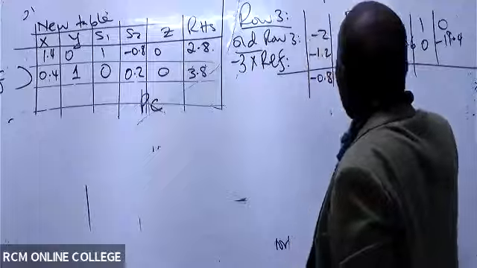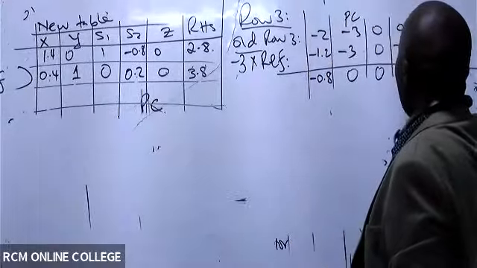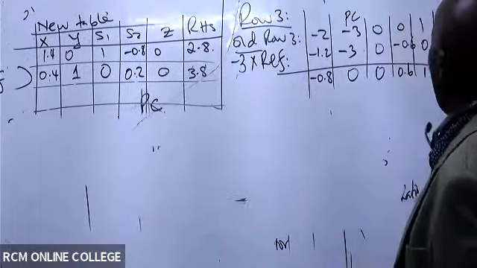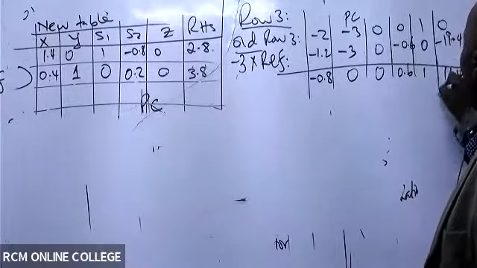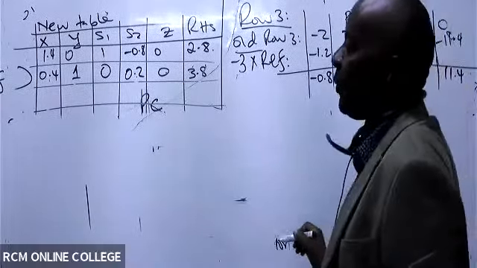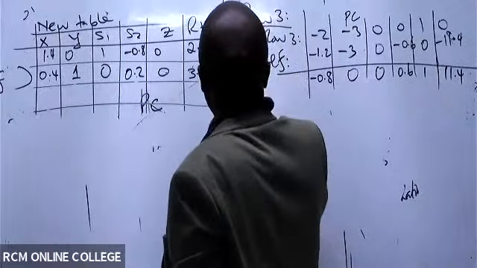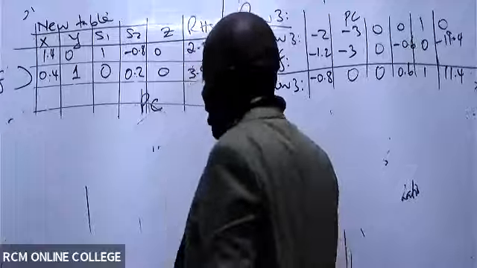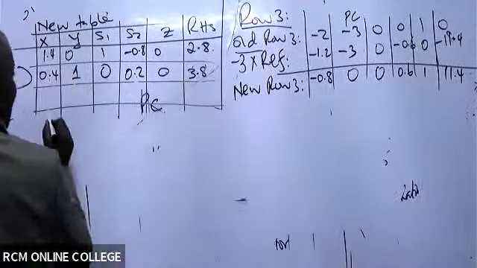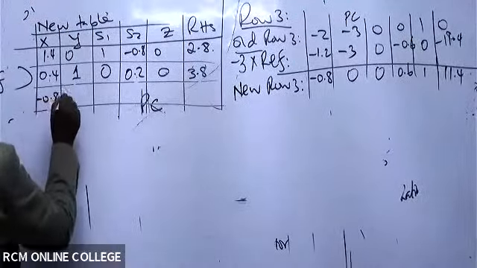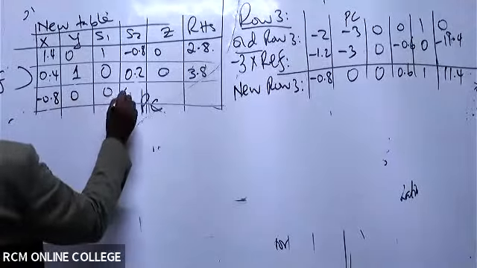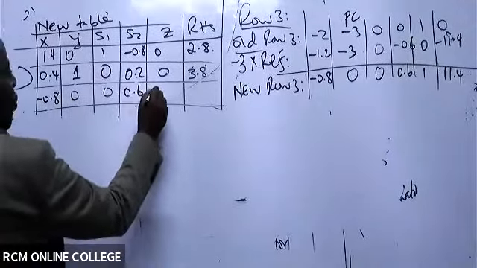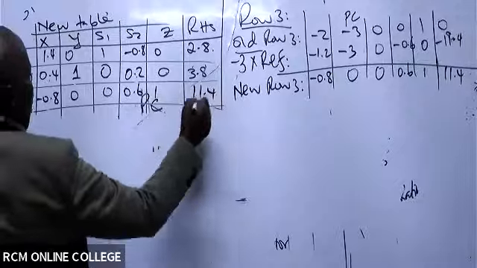So are you able to see 0? This, of course, will be 0. This will be positive 0.6. This will be 1. This will be 11.4, like that. So now this is our new row 3. So you come to row 3 here and write minus 0.8, 0, 0, 0.6, 1, 11.4, like that.